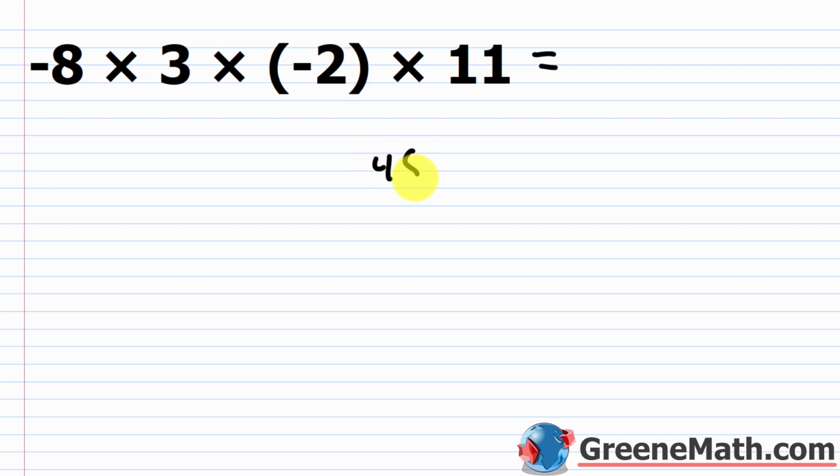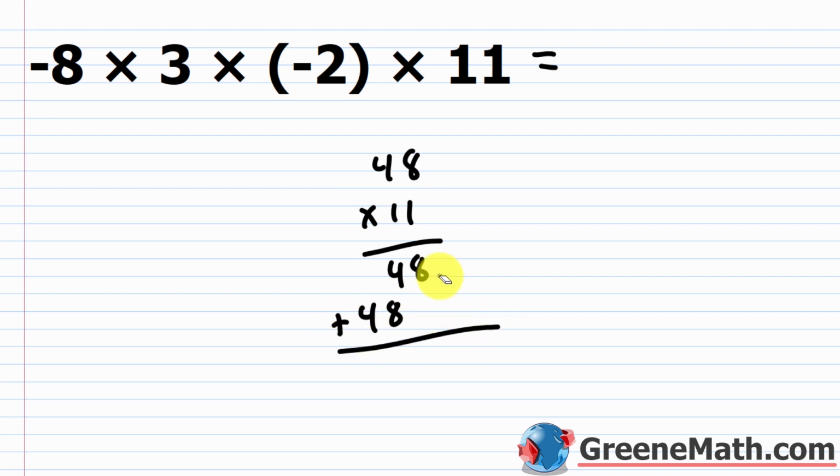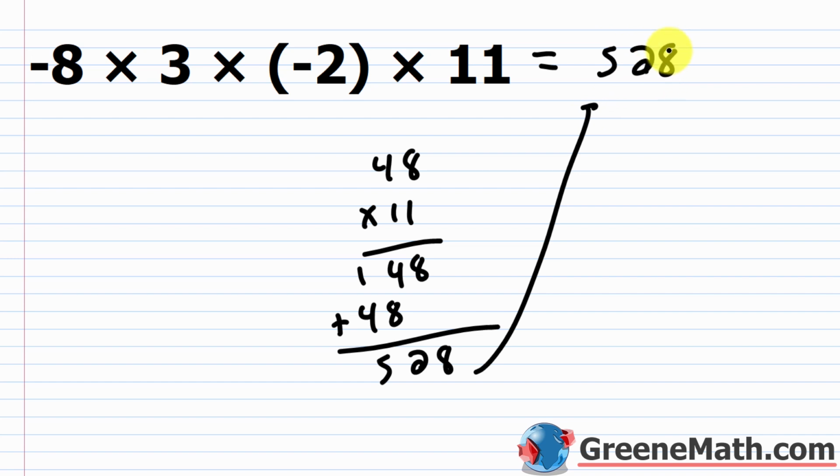So I need to know what is 48 times 11 now. And so 1 times 48 is 48. And then this one, again, you've got to move down. 1 times 48 would be 48. And let's add here. So 8 comes down. 4 plus 8 is 12. 2 down, carry the 1. 1 plus 4 is 5. So let's drag that up there and say the final answer is 528.